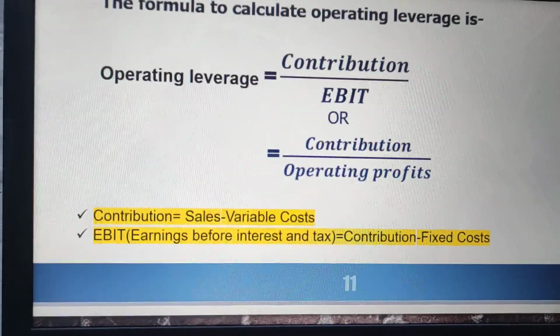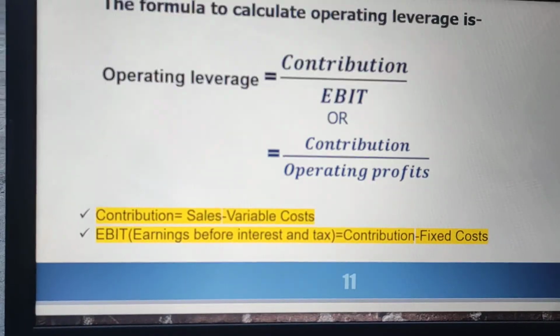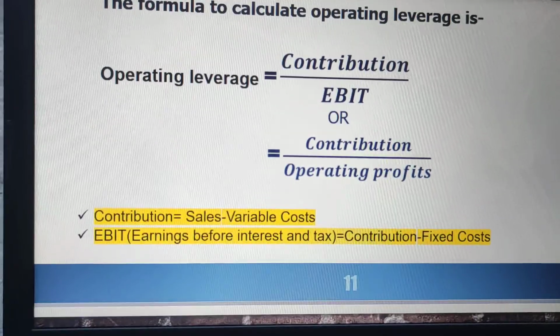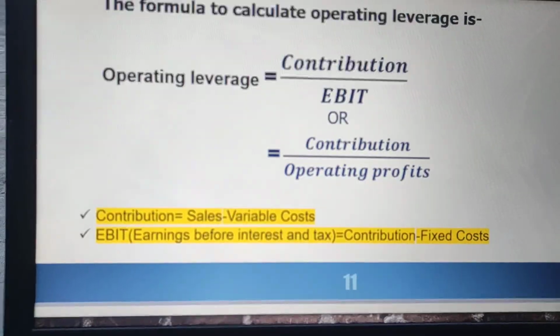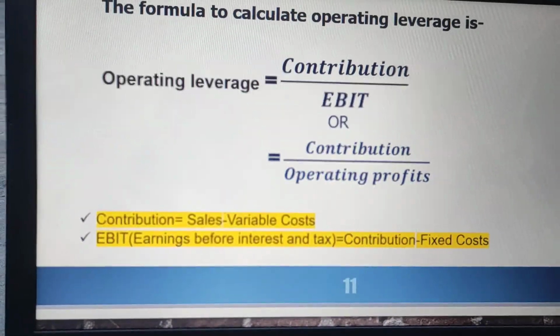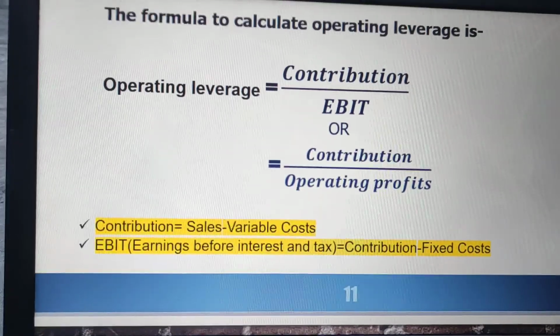Now the formula to calculate operating leverage is: operating leverage equals contribution upon earnings before interest and tax, or we can say contribution upon operating profit, as contribution comes from sales minus variable cost, and EBIT from contribution minus fixed cost.